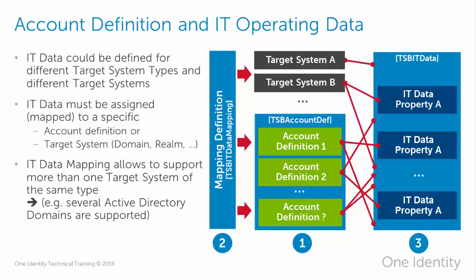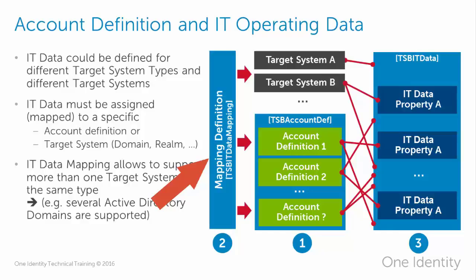Now, this is completely reworked. First of all, these configuration parameters are gone, and we have something defined that is the mapping definition. This mapping definition, stored in TSB IT data mapping, is now something that tells the system where the IT data comes from.